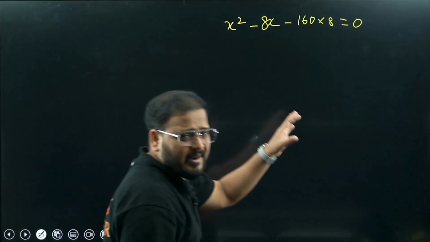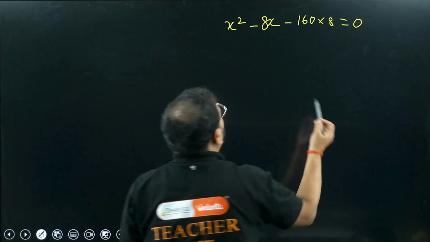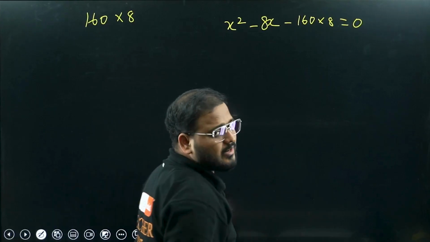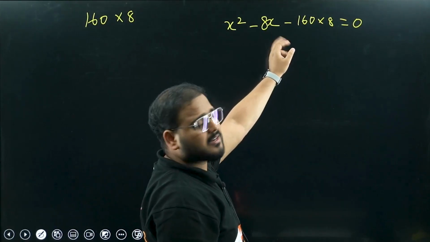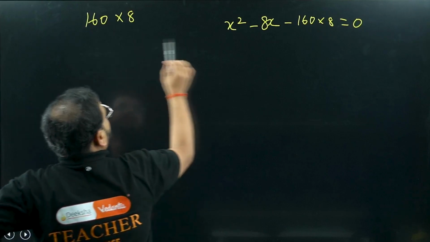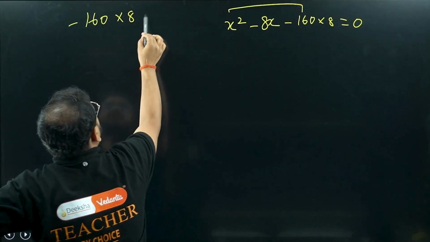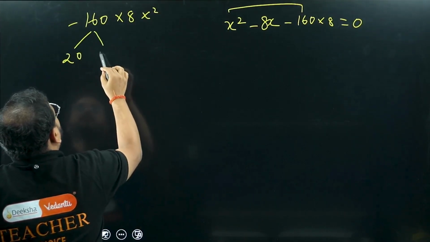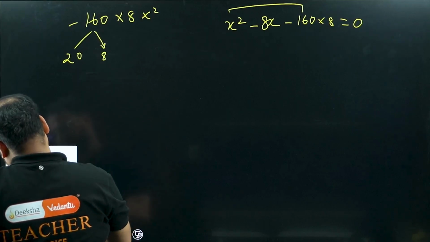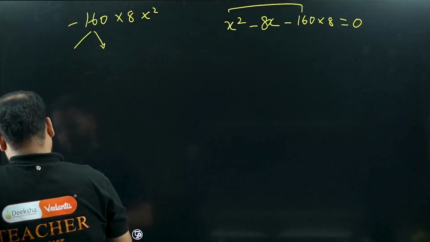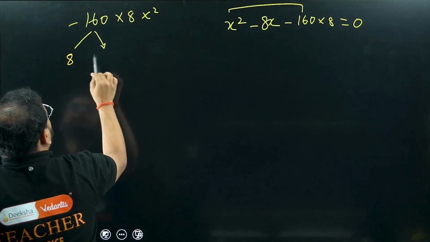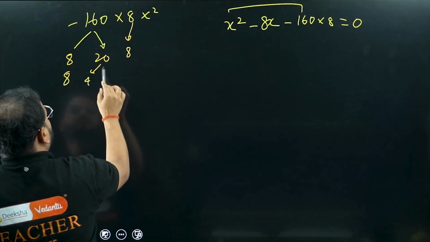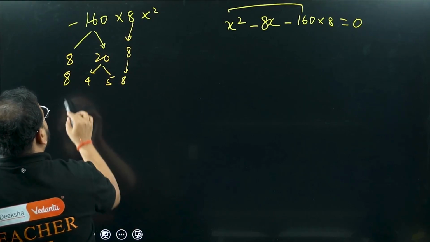Now if you want, you can multiply and write it, no problem there, but I would not prefer to. 160 times 8 is there because we have to make factors of that number to get the middle term. So how can I do that? Multiply this and this together, you're going to get minus 160 x square. Now make factors of 160 first. So 20 times 8, I can write 8 first. Check the combination: 8 here, 20 here. This 8 continues. Now again you can make factors of 20 as 4 and 5. This 8 continues here. 8 times 4, 5 times 8.